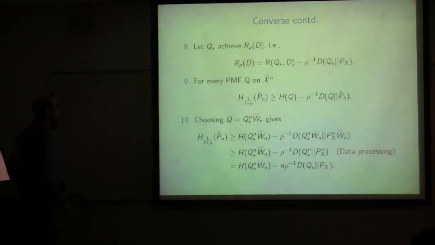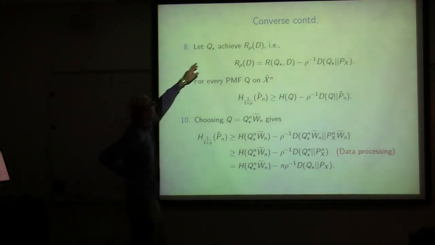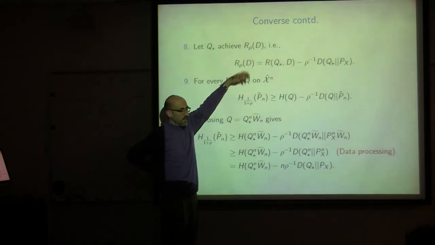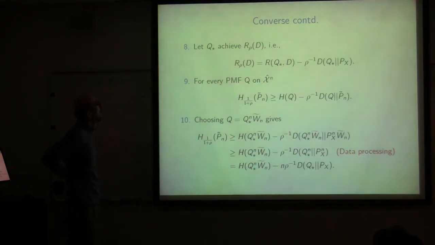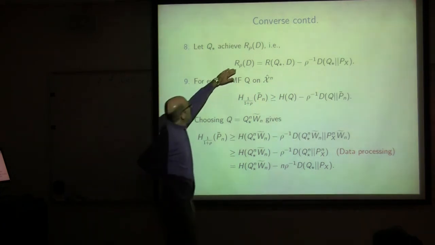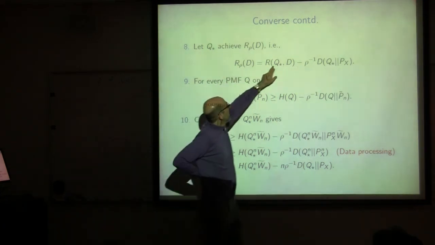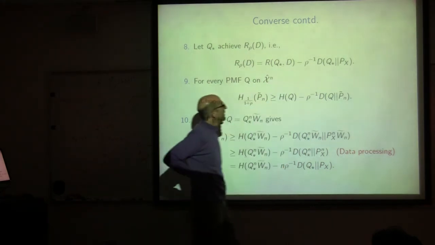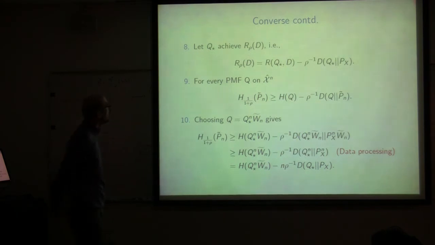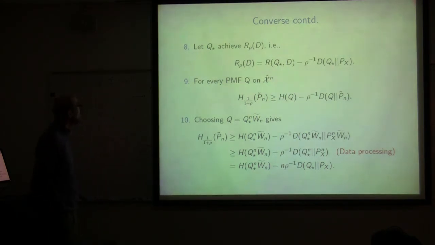So suppose now that q star achieves r rho of d. This is the function that we're after, the Renyi rate distortion function. So in other words, r rho of d is just r of q star, d minus rho inverse d of q star px. So this is what achieves the maximum in the definition of r q d.